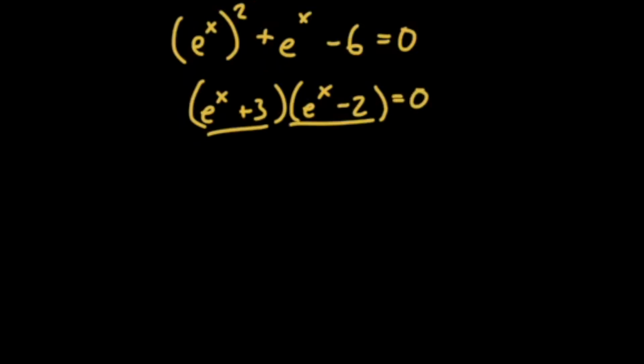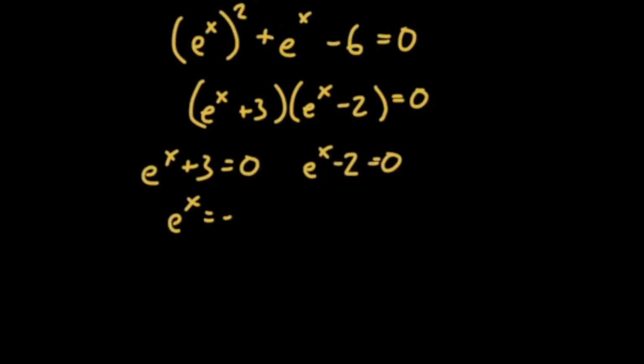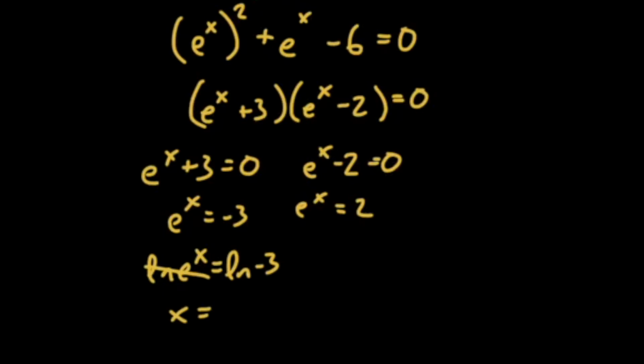But now that this is factored and set equal to 0, I can just set each of the factors individually equal to 0. So on the left I have e to the x equals negative 3, and on the right I have e to the x equals 2. In both of these equations, I'm just going to be taking the natural log of both sides. So natural log of e to the x equals natural log of negative 3, and these would cancel, but then I'd have x equals the natural log of negative 3.